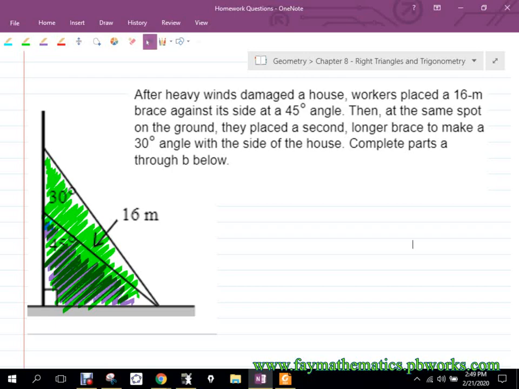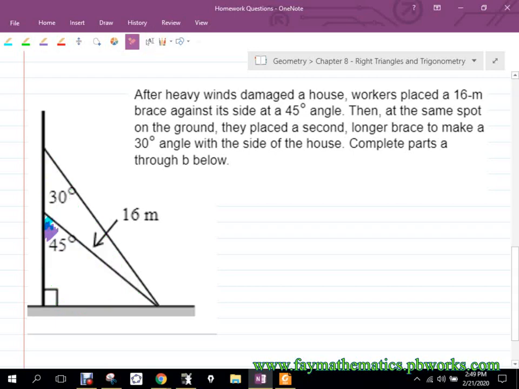But what they're saying here is that we've got a wall that has had some damage to it on a house, and the contractors are trying to brace this wall. Okay, so they take a 2x4 here, which they know is 16 meters long. Okay, so it's a pretty large 2x4. And tack it to this wall, tack it to the ground, and then they take another brace, and they do the same thing, tack it at the same spot on the ground but a different spot on the wall, and that should support that wall. Okay.